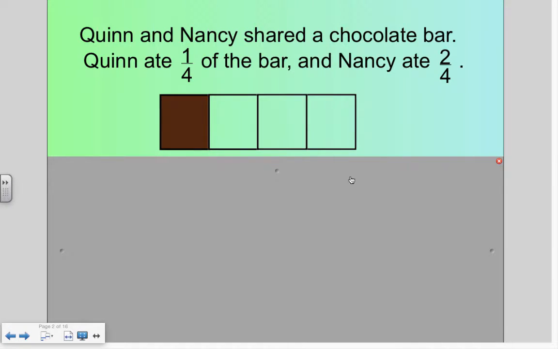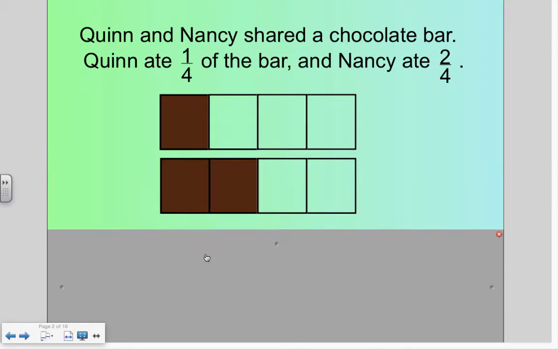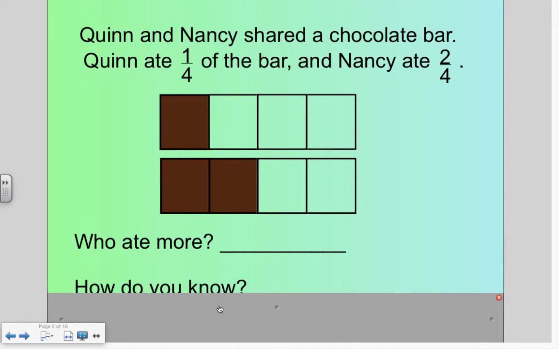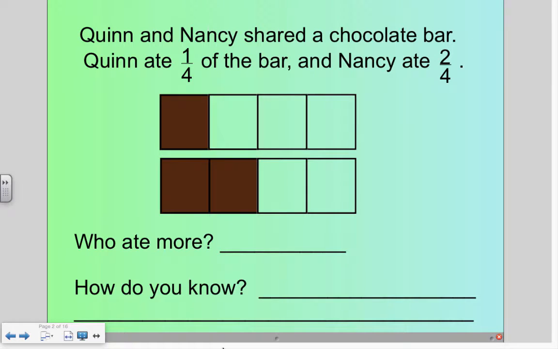Out of the 4 equal-sized pieces, Quinn ate 1 of the 4. Nancy ate 2 of the 4 equal-sized pieces. Who ate more? If you said Nancy, you're correct. How do we know? Well, since both Quinn and Nancy ate the same sized piece, Nancy ate more of those same sized pieces, so she ate more of the chocolate bar.